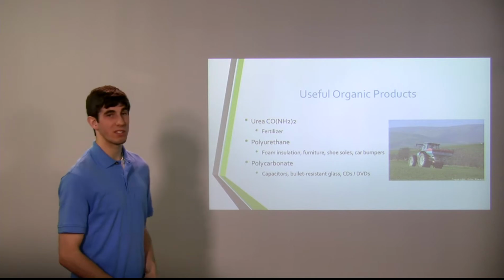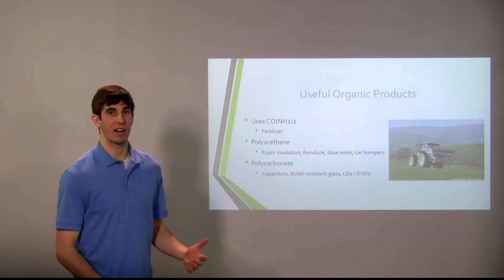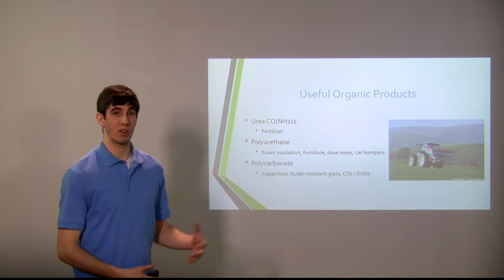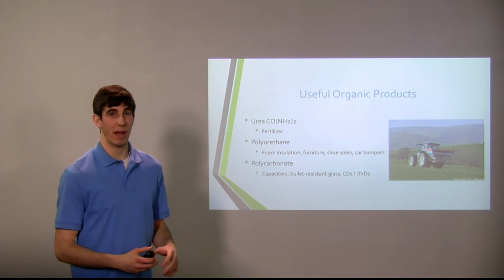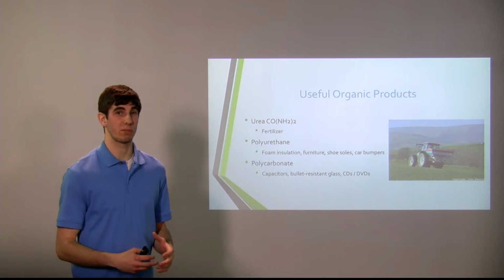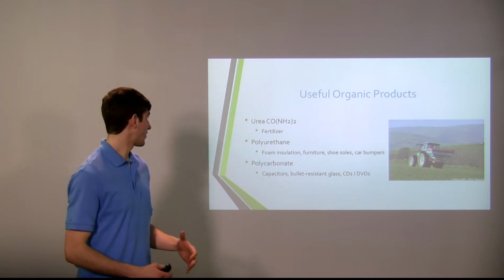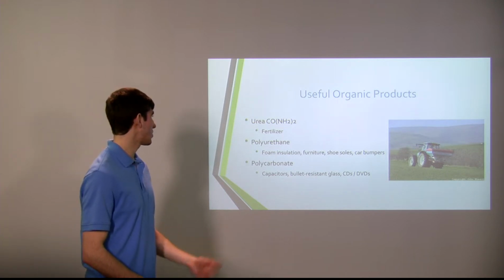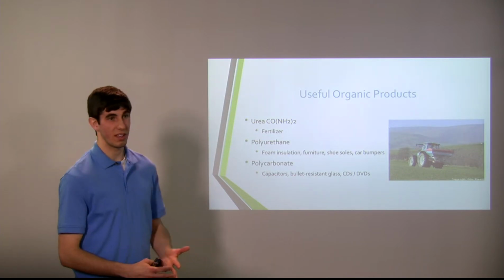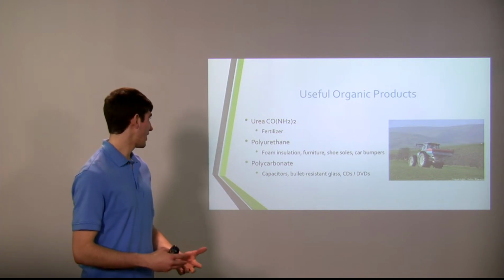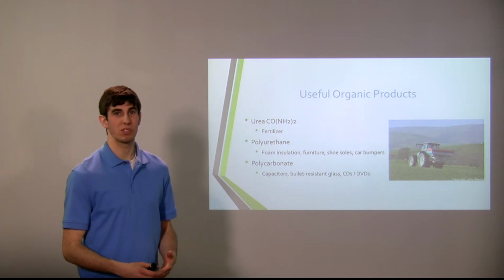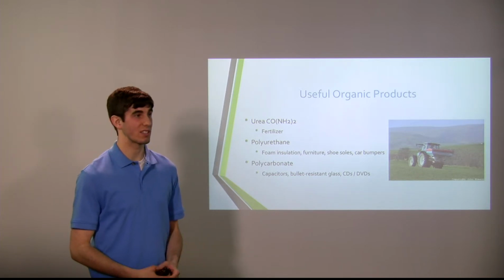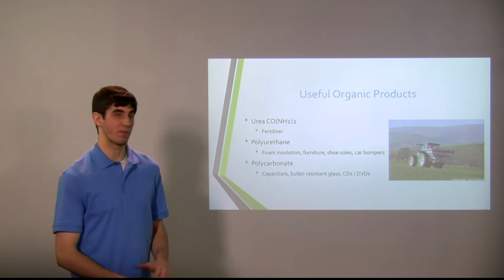Polyurethane and polycarbonates can also be made from carbon dioxide in the atmosphere. Specifically polyols, which are directly from carbon dioxide, however, now are being produced from petroleum. However, they can be combined with epoxides to form foam insulations, furniture, shoe soles in the form of polyurethane, and as polycarbonates, they can be used to produce capacitors, bulletproof glass or bullet-resistant glass, and also CDs and DVDs.